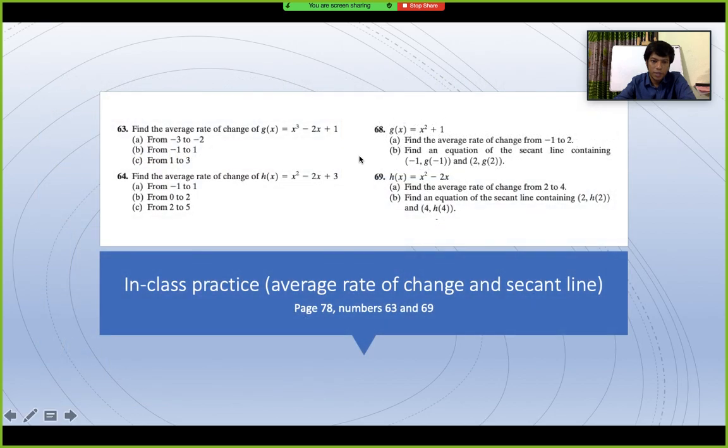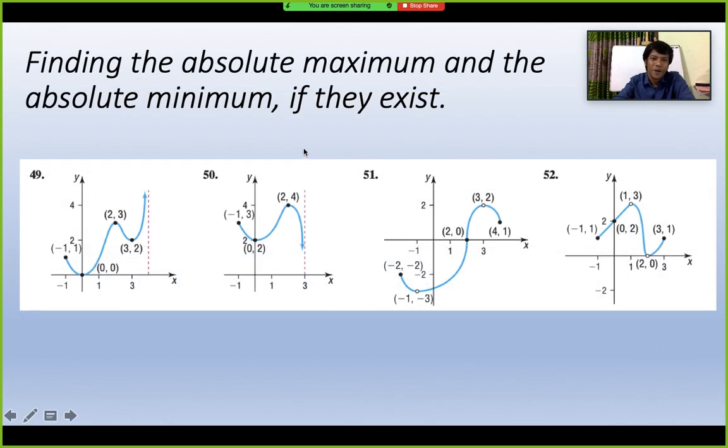Alright, so this is the practice. We will try to solve some maths from here in the class. You can also practice it in advance if you want. That's better actually if you can do that. This is related to finding the absolute maximum and absolute minimum if they exist. We will try to find out.